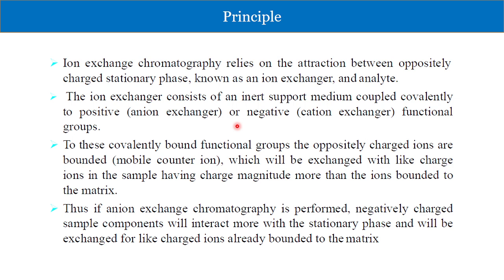Now, to these covalently bound functional groups, the oppositely charged ions are bound, where you have the mobile counterion, which will be exchanged with like charge ions in the sample having charge magnitude more than the ions bound to the matrix. Thus, if anion exchange chromatography is performed, negatively charged sample components will interact more with the stationary phase and will be exchanged for like charged ions already bound to the matrix.